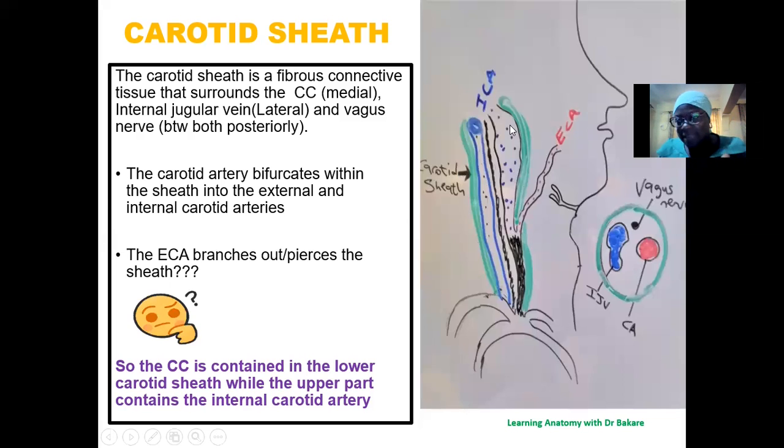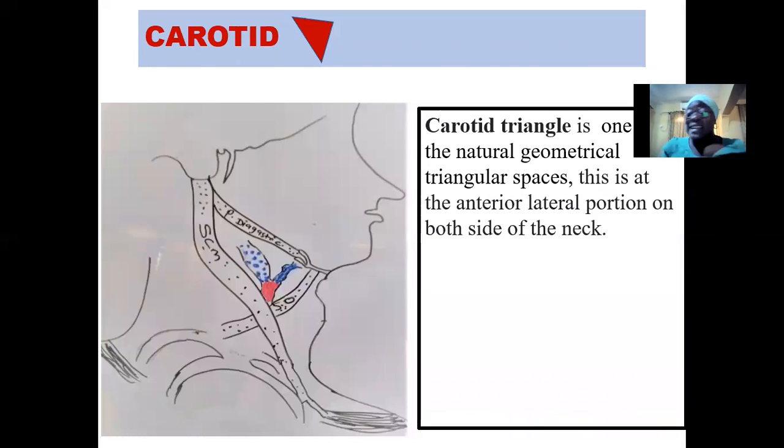In the upper part, we have just the internal carotid artery, which is after the bifurcation, and that is after the exit of the external carotid artery. So this is the kind of configuration that they present within the carotid sheath. It's also good for us to know about the carotid triangle.